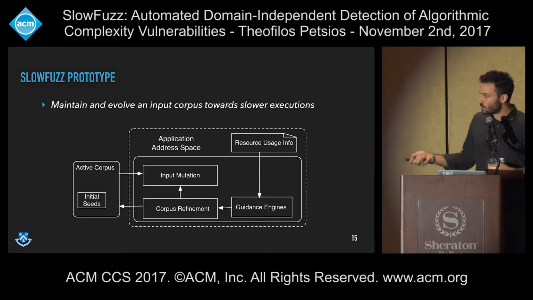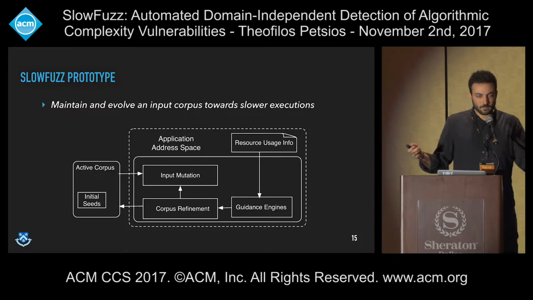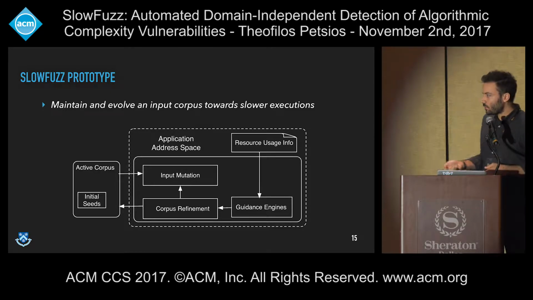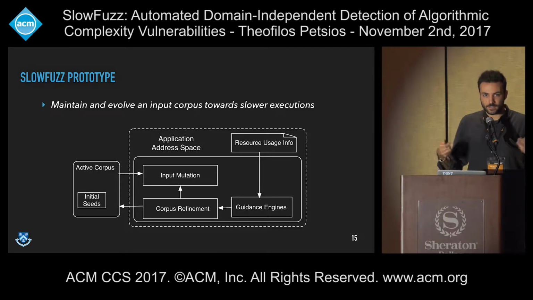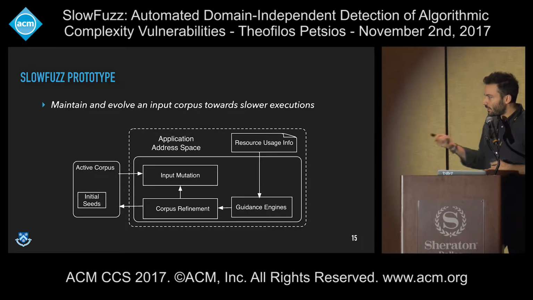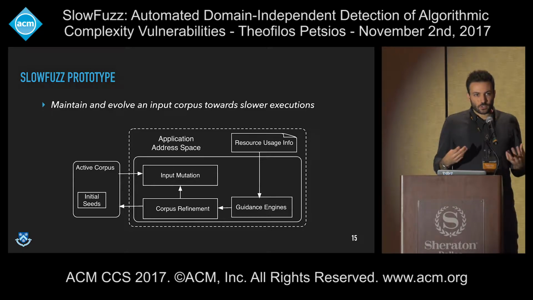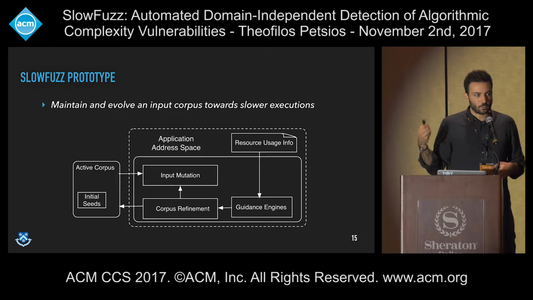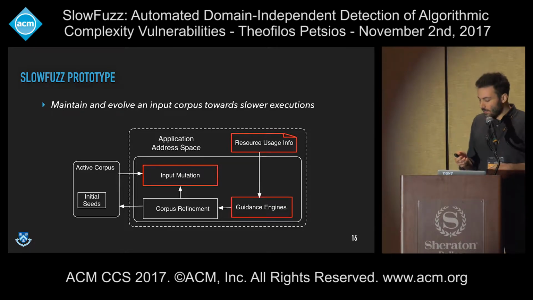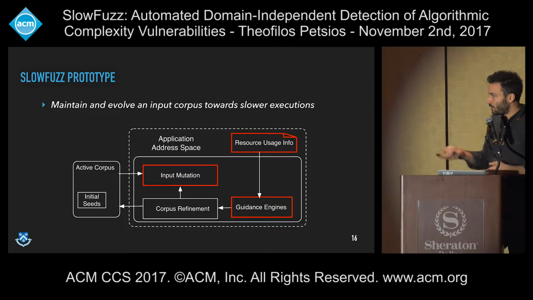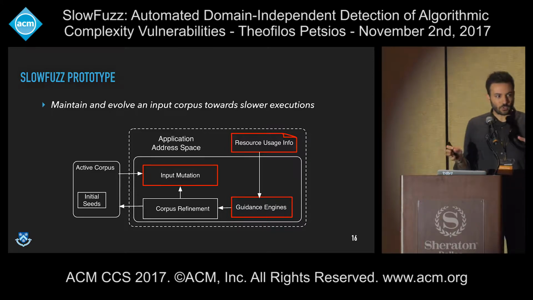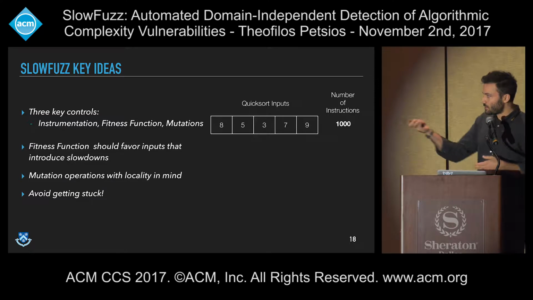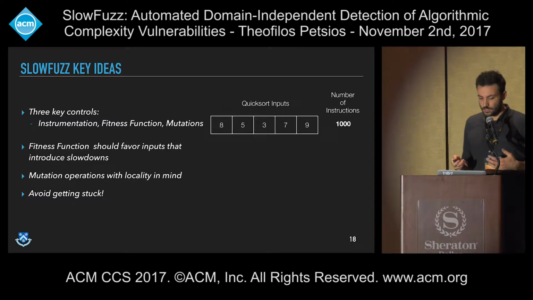We start with an input corpus of some seeds, and what we do is we try to refine it by mutating these seeds. And we do so by getting some resource use information from the program, and then basically guiding again this corpus refinement process. So what we really want to tweak here are these three parameters to control this input generation. These controls are the instrumentation, the fitness function, and the mutations.